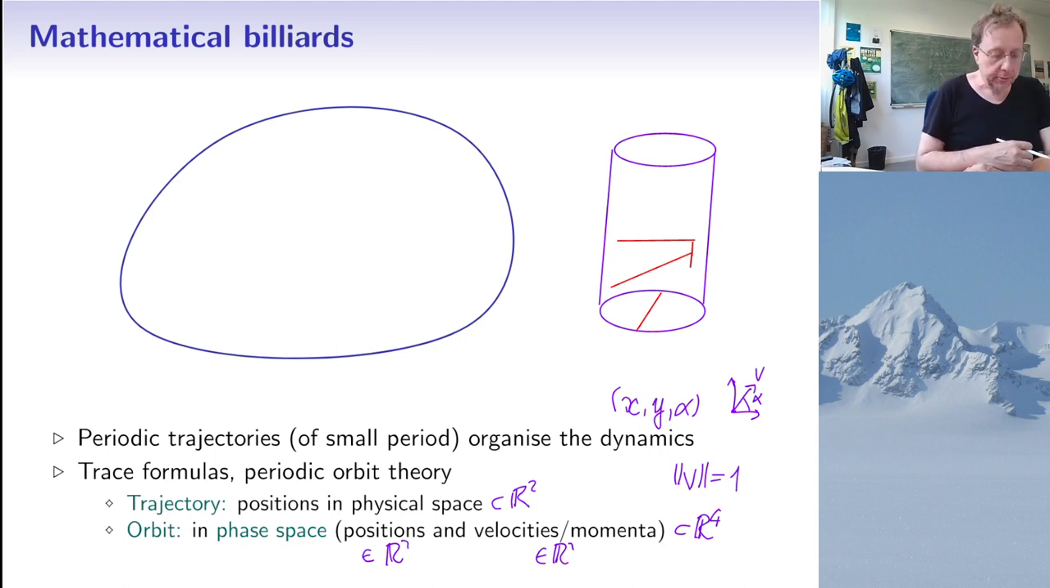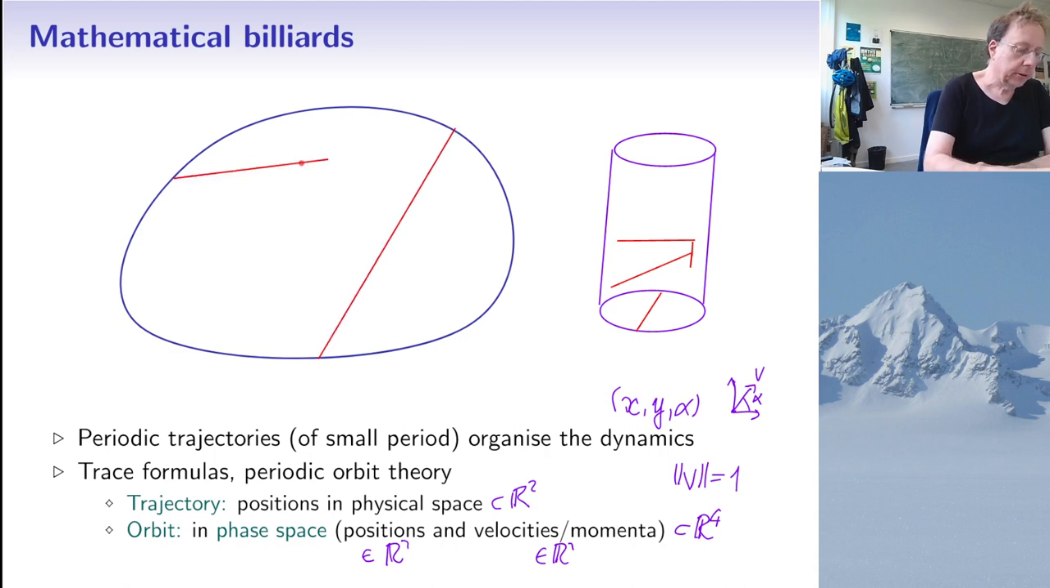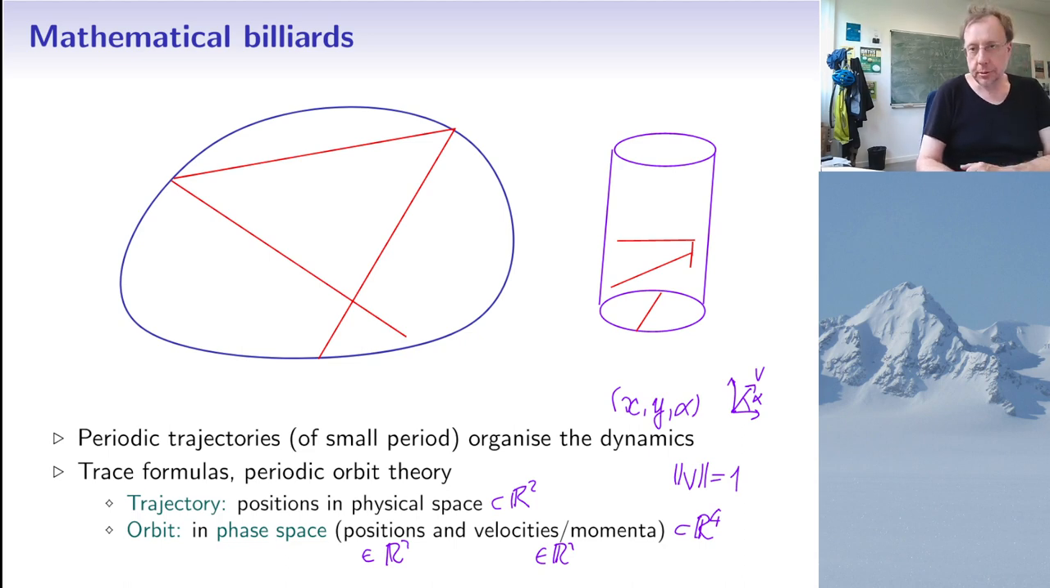Why is this useful? It's useful because, as we've seen before, trajectories can cross. However, orbits cannot cross because of this fact that there's one direction for each floor, for each vertical component.